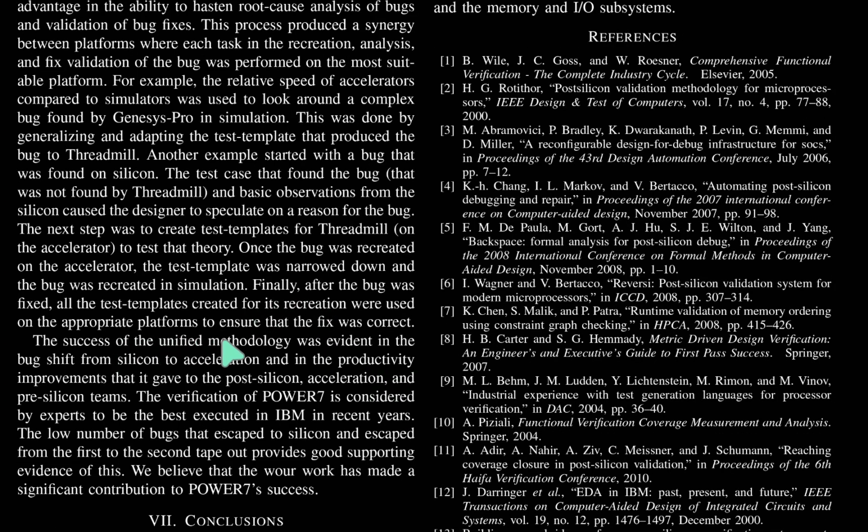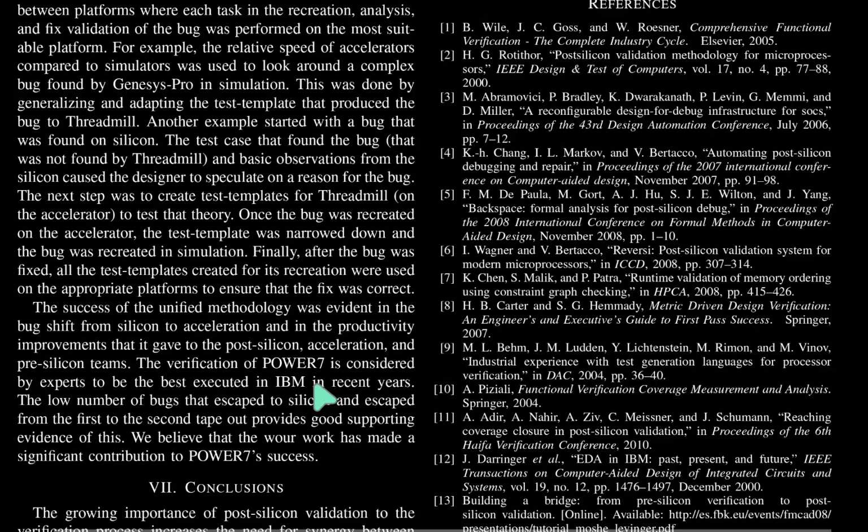The success of a unified methodology was evident in the bug shift from the silicon to the acceleration and in the productivity improvement that it gave the post-silicon, acceleration, and pre-silicon teams. The verification of the Power 7 is considered by experts to be the best executed at IBM in recent years. The low number of bugs that escaped to the silicon and escaped from the first to the second tape out provided good supporting evidence of this. We believe that our work has made a significant contribution to the Power 7 success.